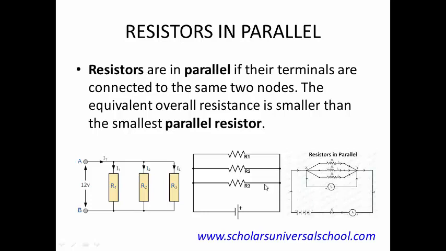Now, when you have resistors connected in such a way that their terminals are connected to the same two nodes, you can see that this resistor is connected to this node and the end of this resistor is connected to this node. When we have this kind of arrangement, resistors are said to be connected in parallel. One thing we should know in parallel combinations of resistors is that the equivalent or overall resistance is usually smaller than the smallest resistor that we have there. So when we connect all of these resistors together, the equivalent resistance is smaller than even an individual resistance that you have there.